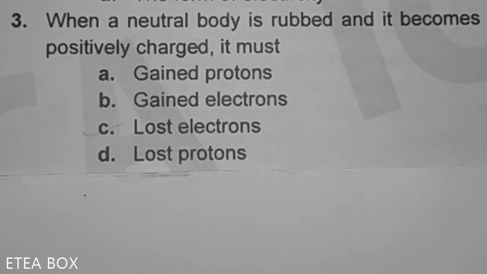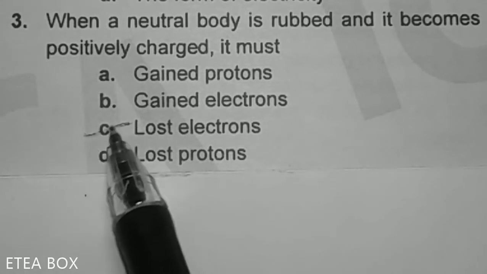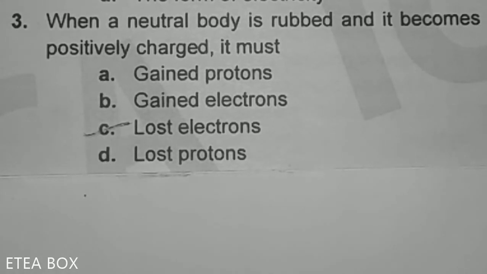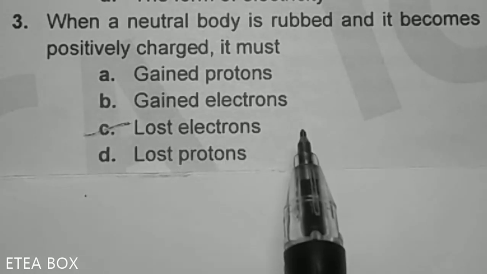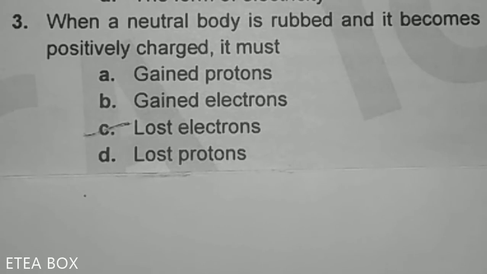When a neutral body is rubbed and it becomes positively charged, it must have lost electrons. When a body gains positive charge, it means that electrons are lost. When a body gains negative charge, it means that it gained electrons. So the positive and negative charges are due to the loss and gain of electrons, not protons. Here option C is correct.